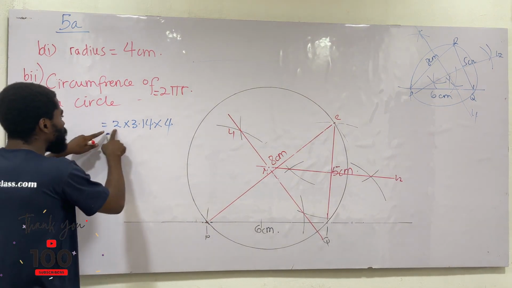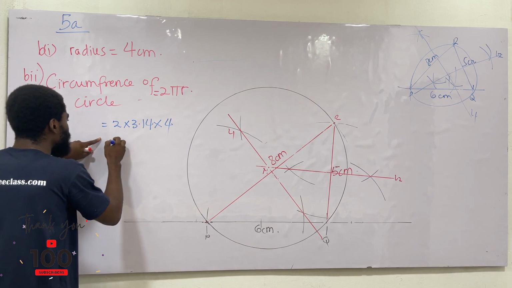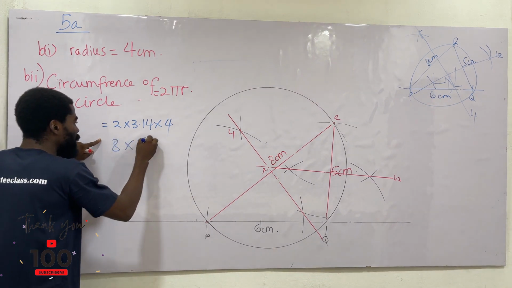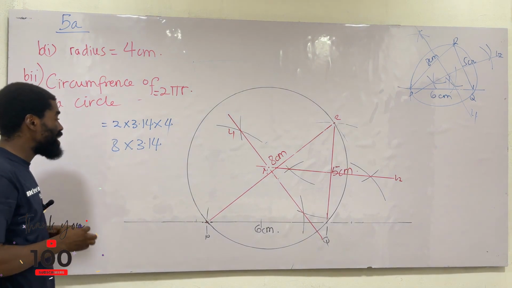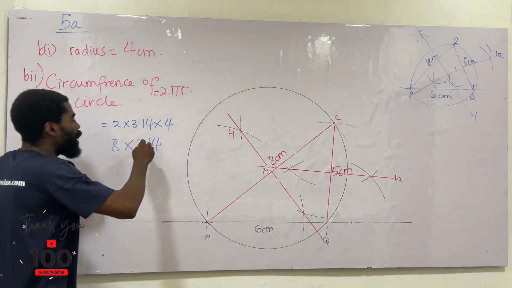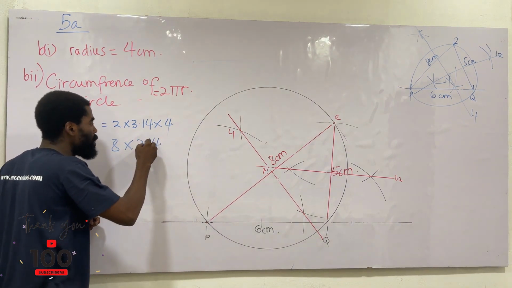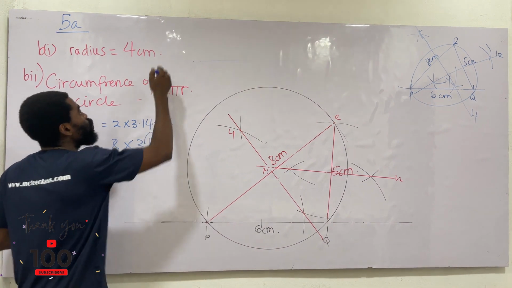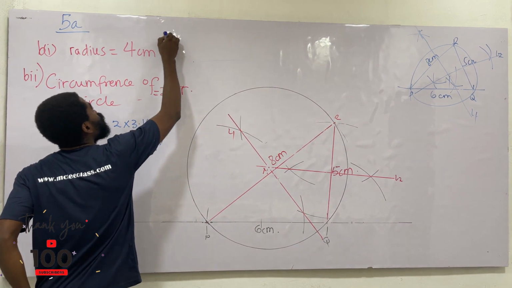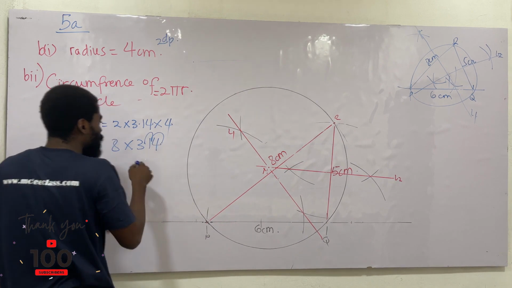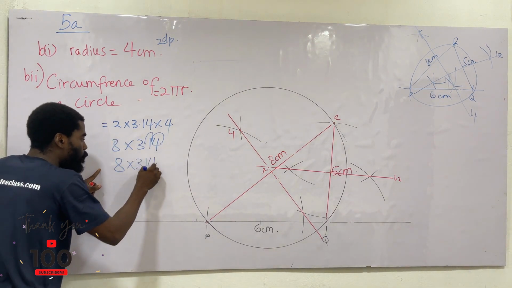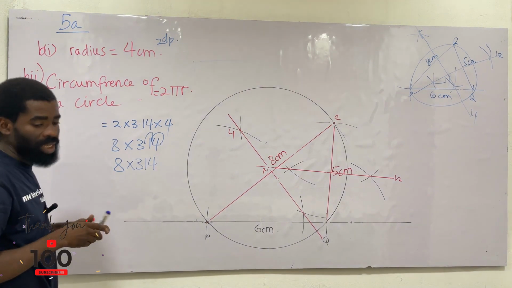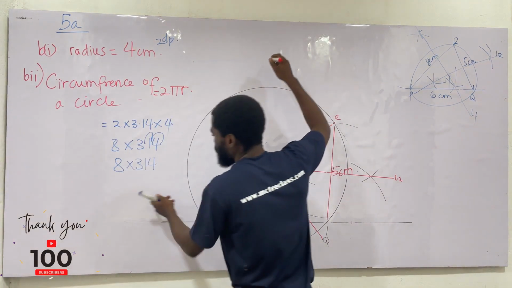I'll multiply 2 and 4, which gives me 8 times 3.14. I tell students the easiest way to multiply this is to count the decimal places. We count 1, 2, so we keep 2 decimal places at the back of our pocket. That means I'm going to multiply 8 times 314. Let's do that multiplication and get the answer.